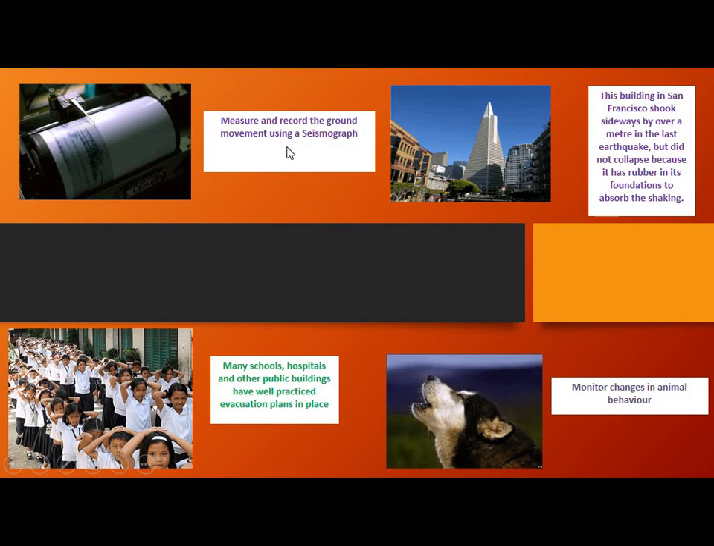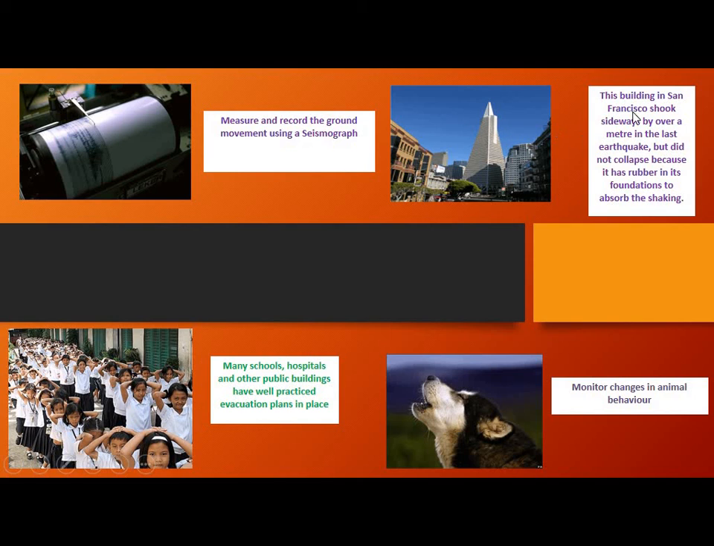So the first one we've got is a seismograph. They measure and record the ground movement. As you see, this little pen here that moves up and down. Okay, and you might have seen these before, or seen the shapes of the vibrations, and they measure them, and the bigger the lines, the stronger the vibrations.